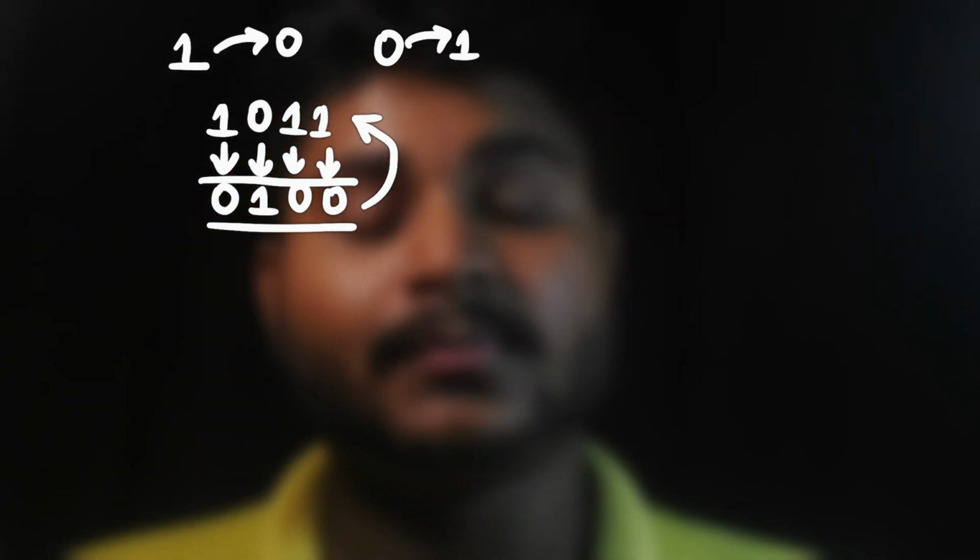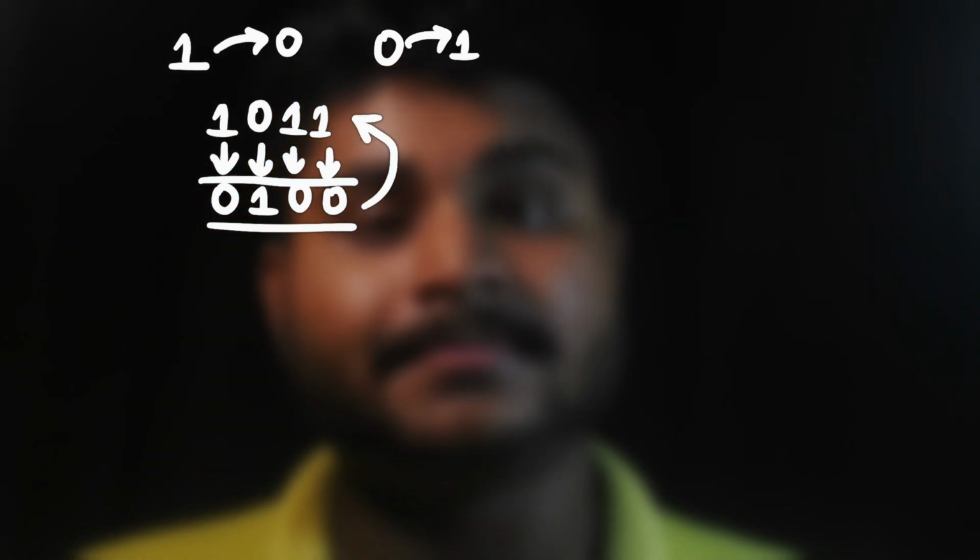Let us consider a small example. We have 1011 as our binary number. What if we want to flip this number? 1 will change to 0, 0 will change to 1, 1 will change to 0, and so on. So this is going to be the ones complement of this particular number. Hopefully you were able to understand this.